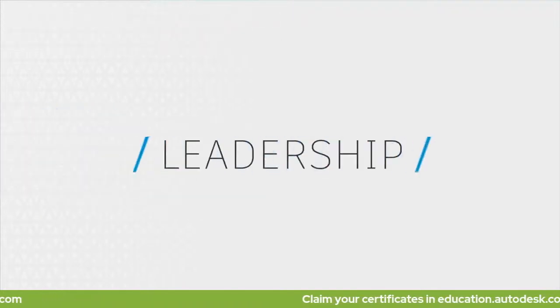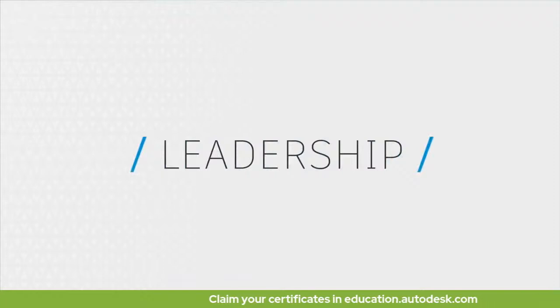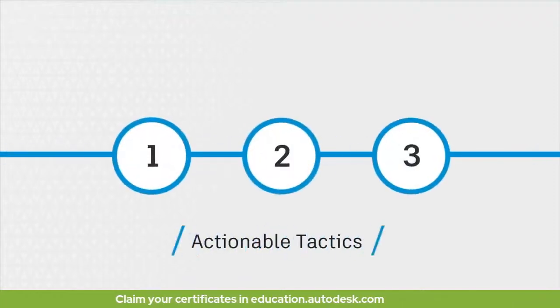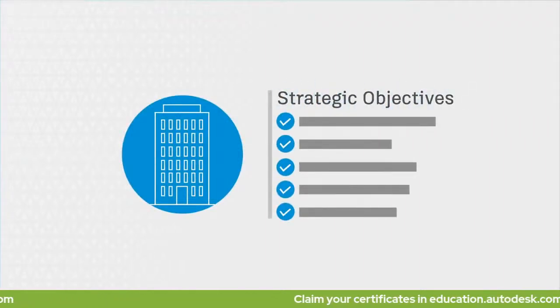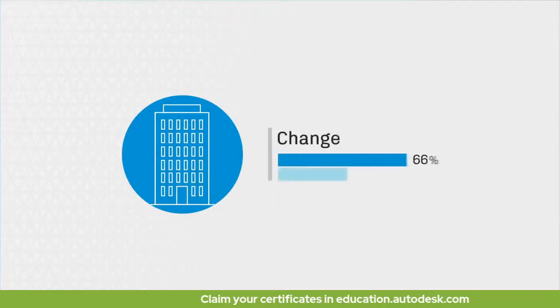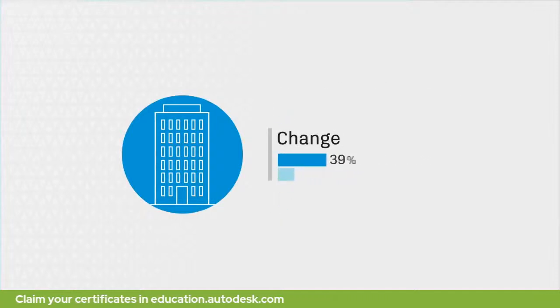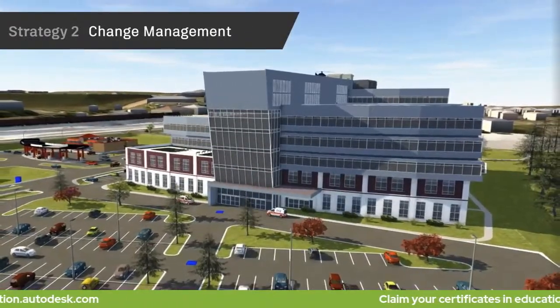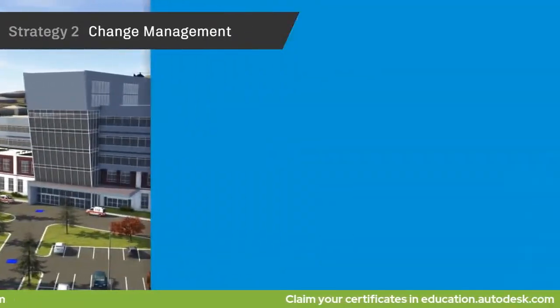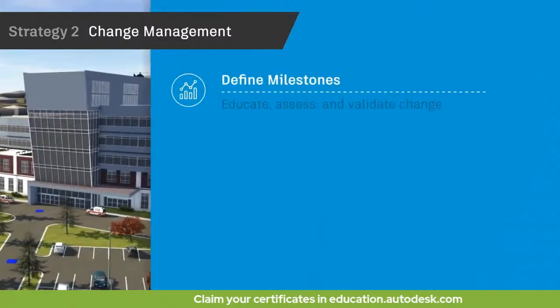The BIM leadership team must ensure that the BIM vision is translated into actionable tactics in order to produce the desired outcomes and performance in line with an organization's strategic objectives. Managing change in any organization, and in terms of lasting, sustainable change, can be difficult. Here are some potential tactics to manage change during a BIM pilot project. Defining milestones. Educate, assess, and validate change.